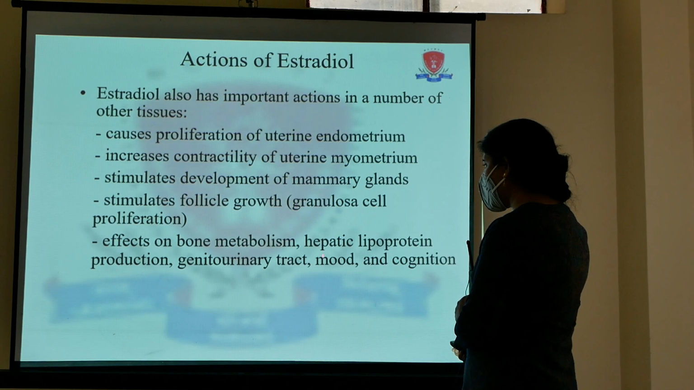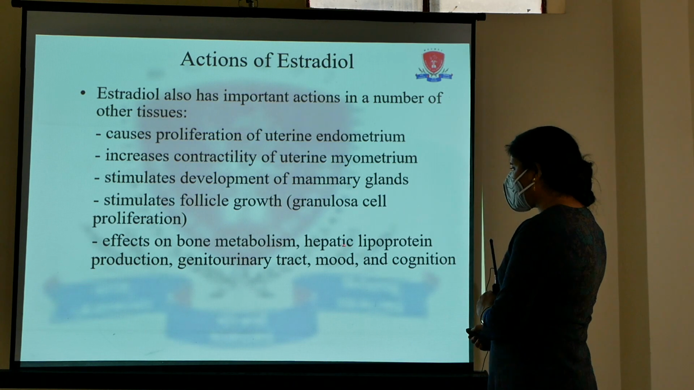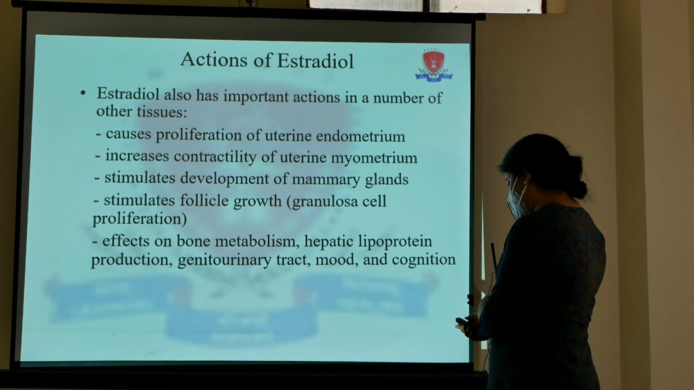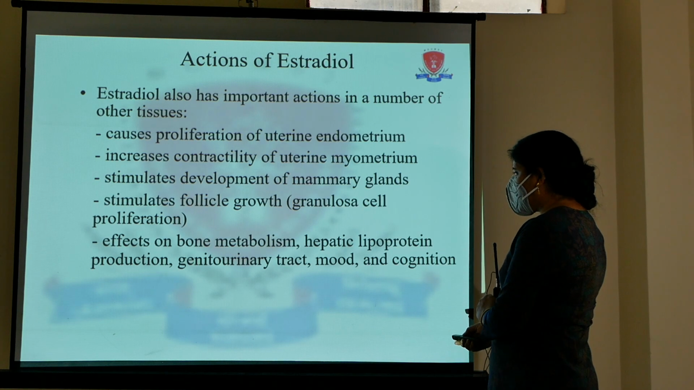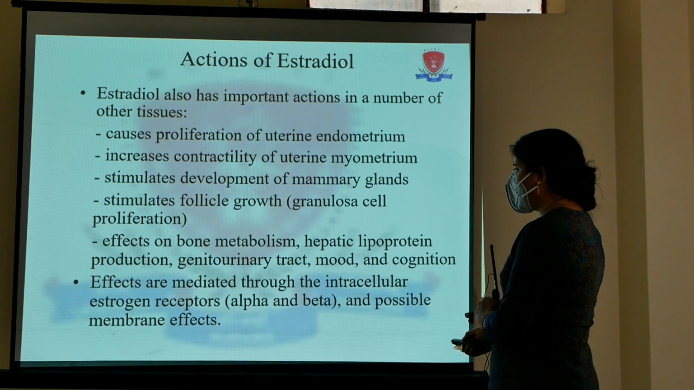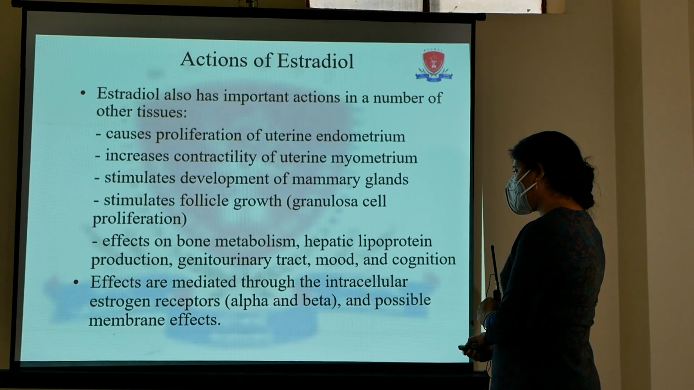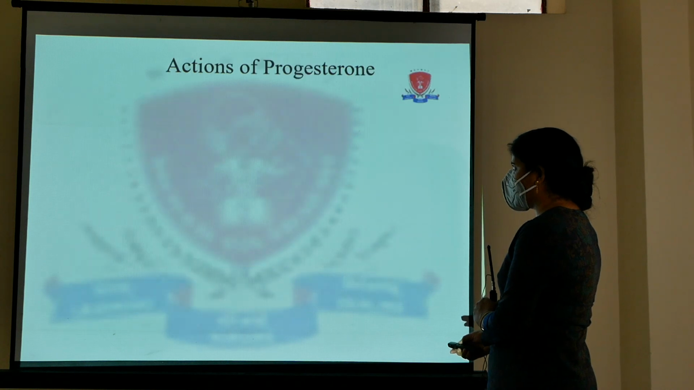This is why females are more vulnerable to mood changes or mood swings, which are seen during the menstrual cycle. Premenstrual syndrome can be seen due to changes in the levels of estrogen. Effects are mediated through the intracellular estrogen receptors alpha and beta, and possible membrane effects.